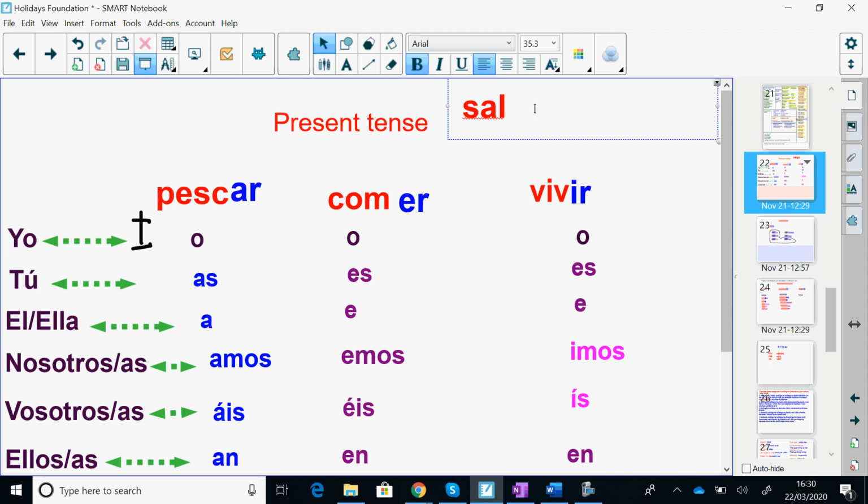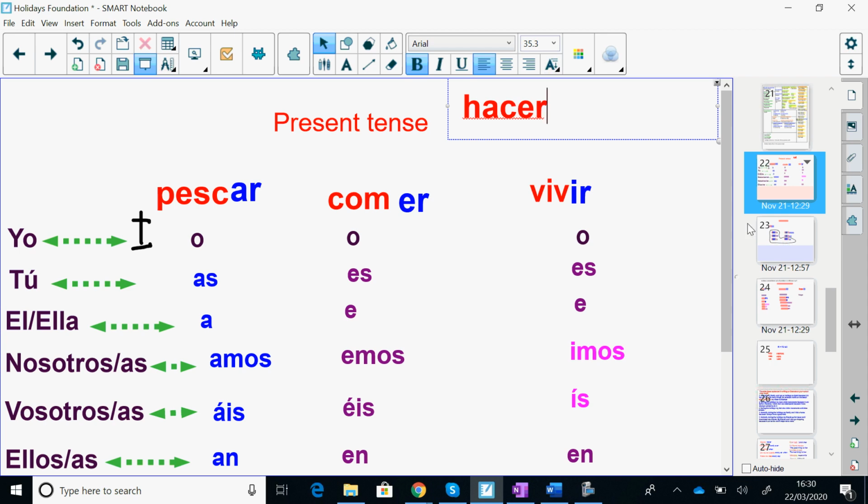Now, how would it be we go out? Now, we know the infinitive is salir. It's an I verb, so we are here. Only the first person was irregular. That's it, salimos. How would it be they go out? Well done, salen.